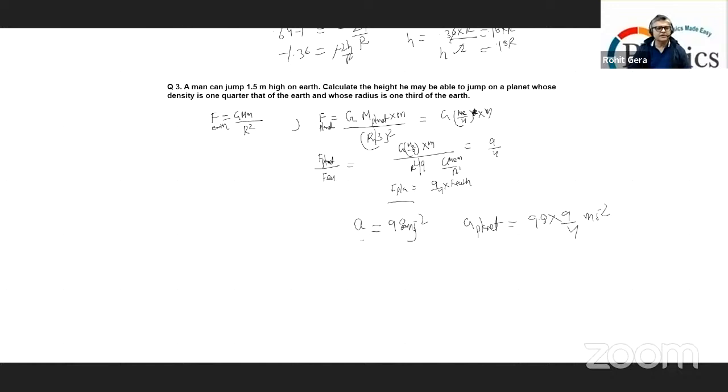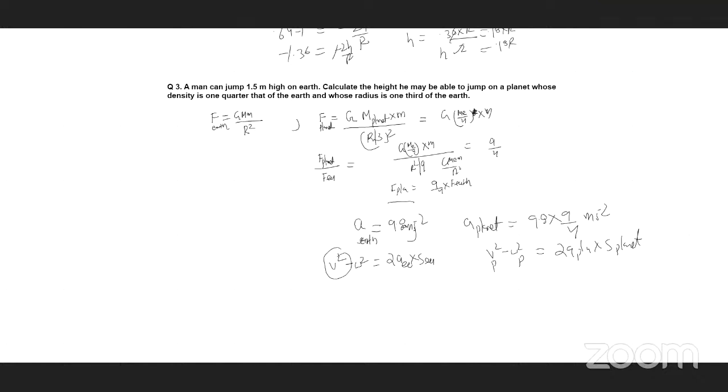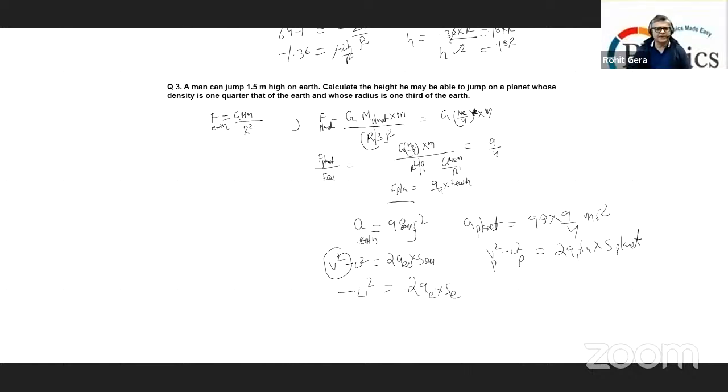A Earth. Okay. So V square minus U square is equal to 2A Earth S Earth, and V square minus U square planet is equal to 2A planet into S planet. S planet निकालना है हमें. And assuming that both start with the same velocity on both the planets, final velocity is zero. So minus U square is equal to 2A Earth into S Earth. This will be 0 minus U square planet is equal to 2A planet into S planet.